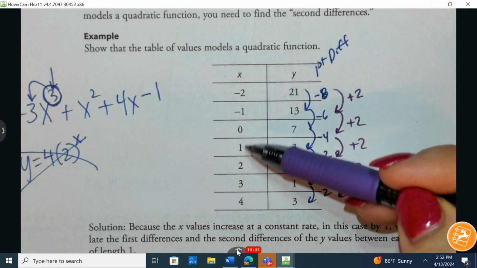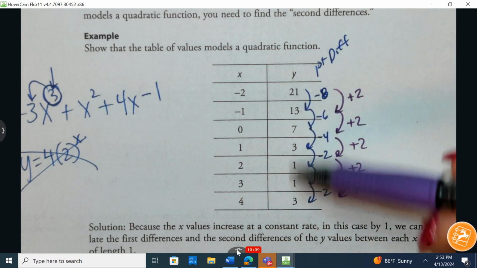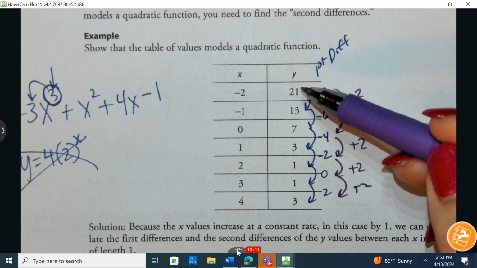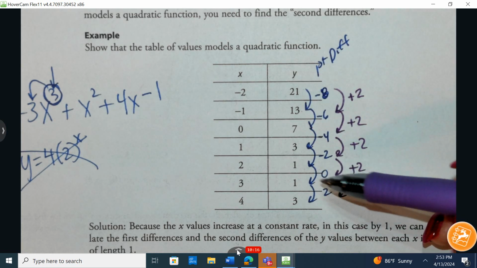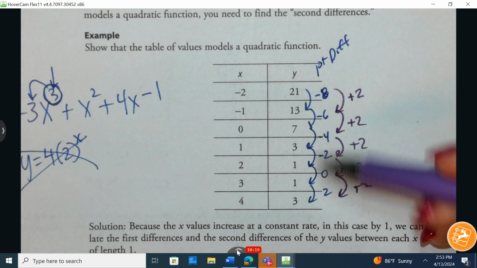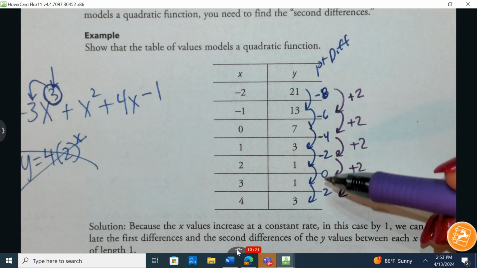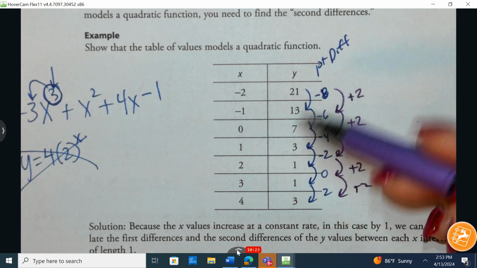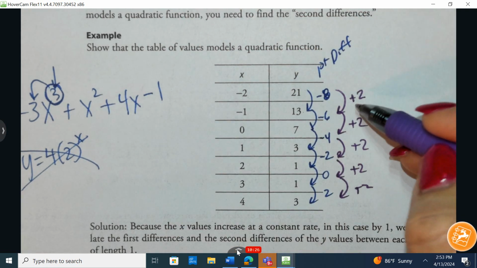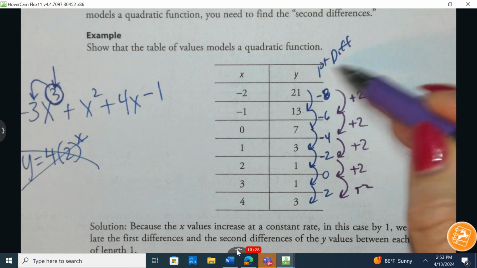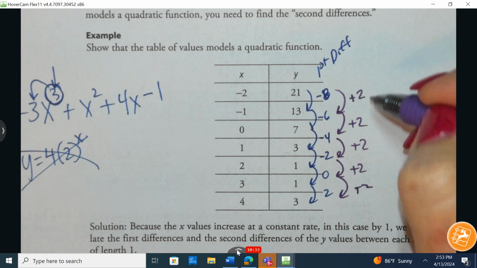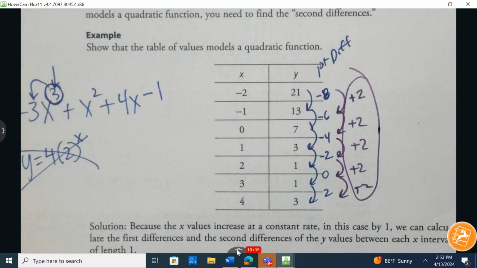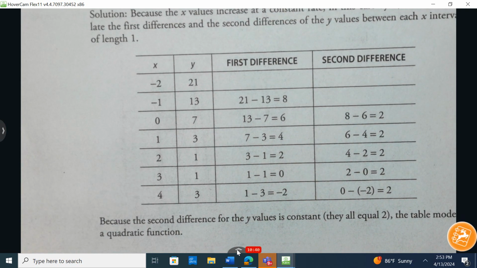Once we know our x values are consistent, we can look at the y's, and we can look at the change or the difference. So here I'm going down 8, 6, 4, 2, 0, and 2. That's the first difference. If all of these numbers were exactly the same, then we would say this models a linear function. Now we want to show why it models a quadratic. When you analyze the first difference, we can see we're going up by 2, adding 2, adding 2, adding 2. When the second difference is exactly the same, it models a quadratic function, and you can see how they were able to do that down below.